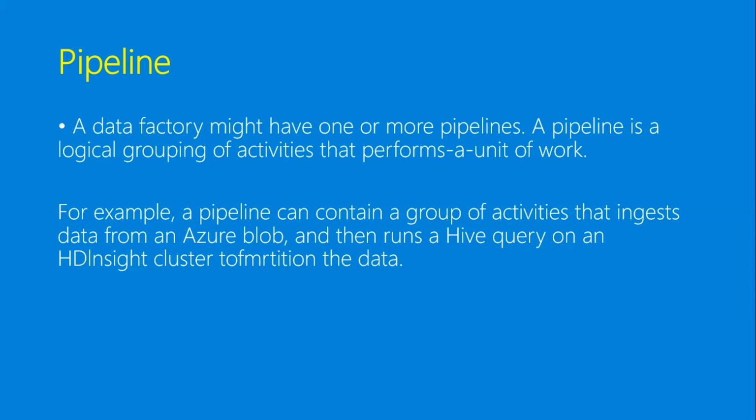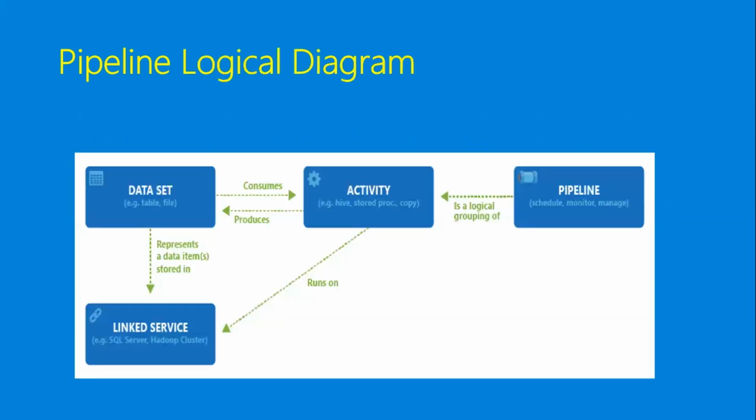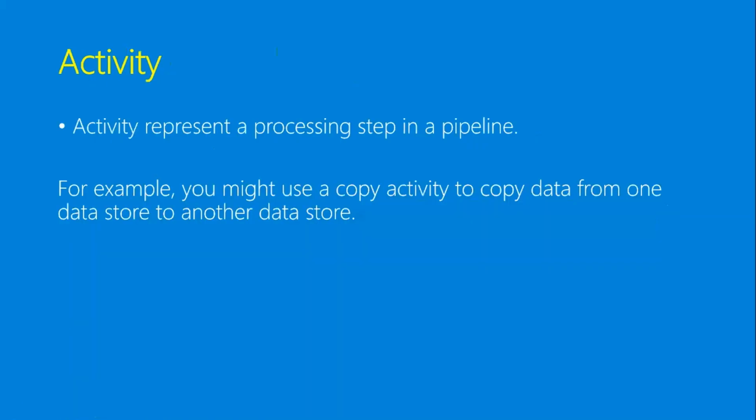Next, I am typing it. So generally a pipeline, if you see, will look like this. Pipeline is the root, and pipeline contains activities, and one activity will have a data set, and the data set is connected to the linked service. Okay, this is a high level architecture.